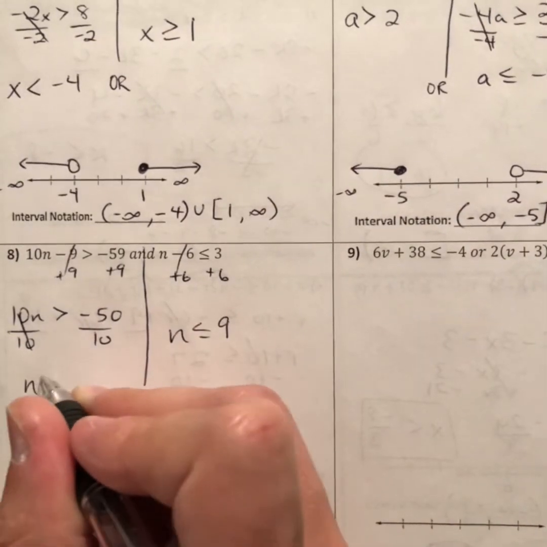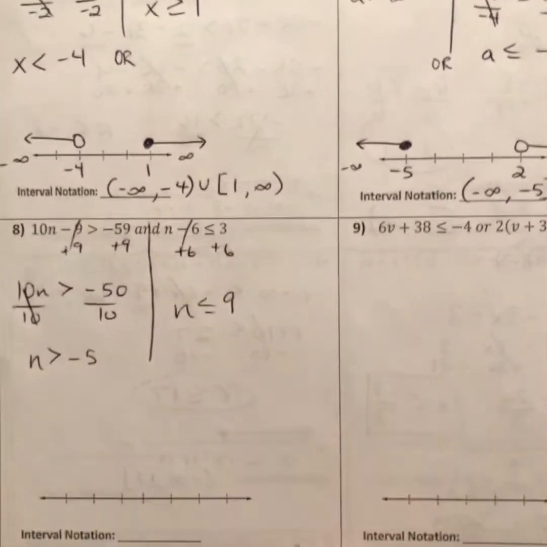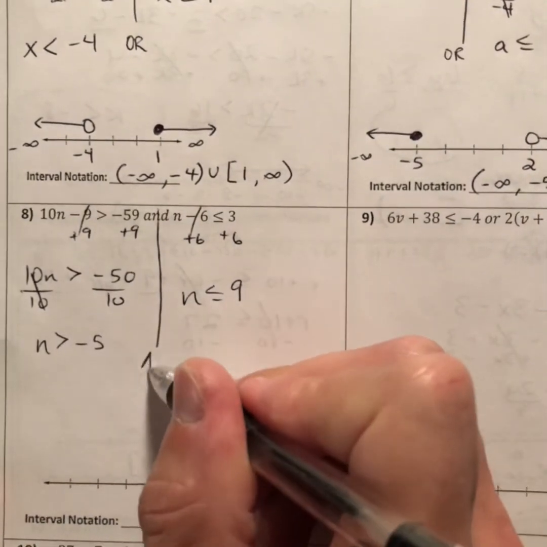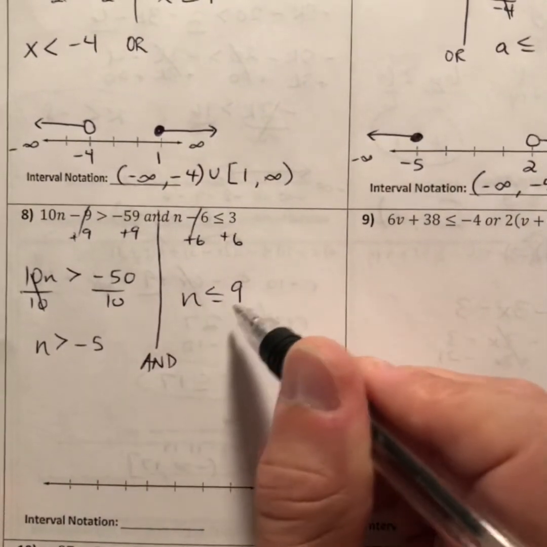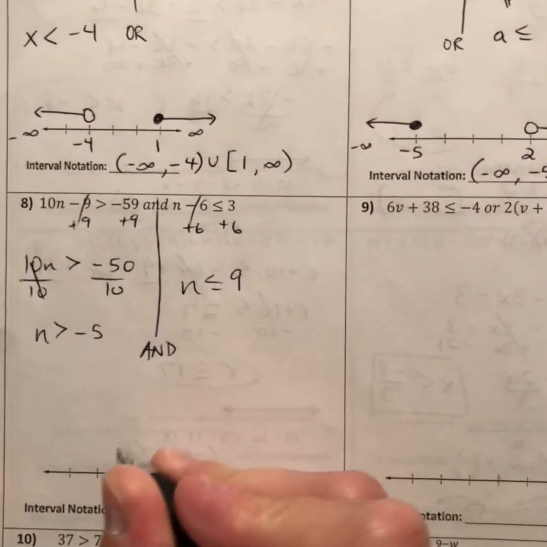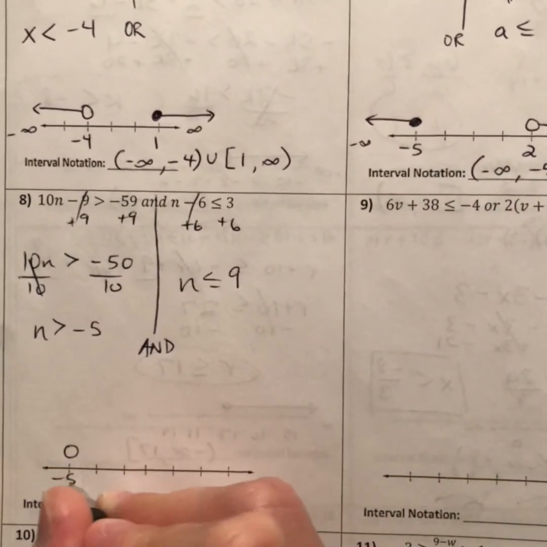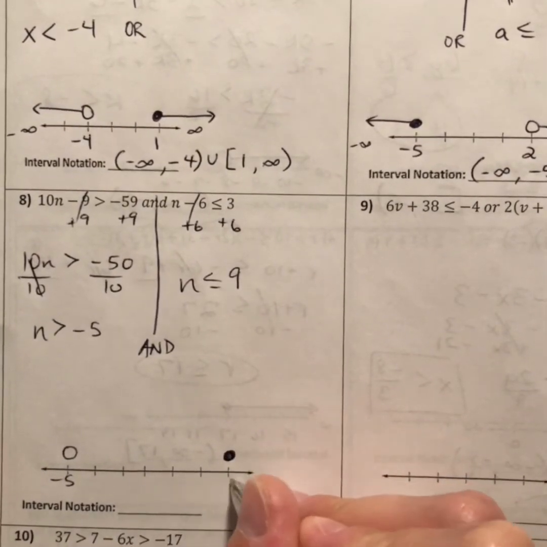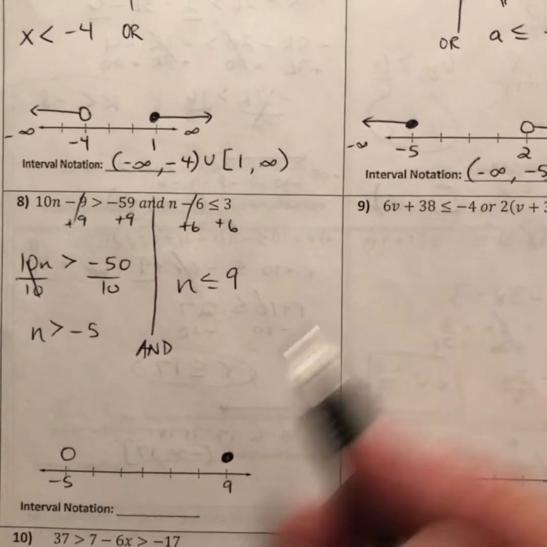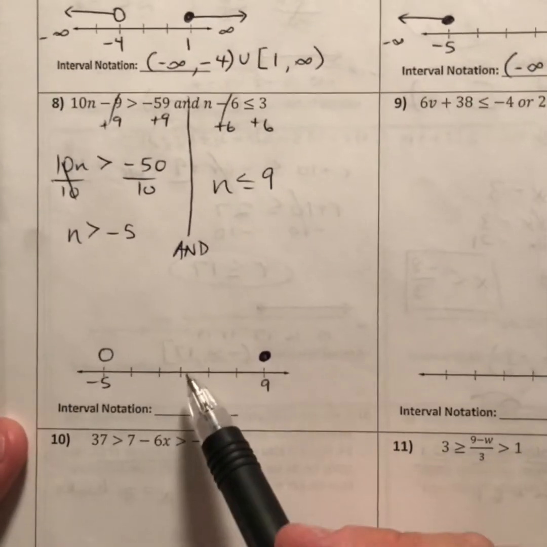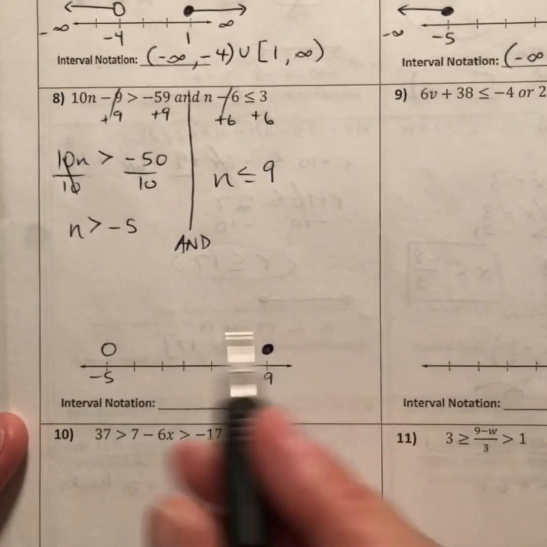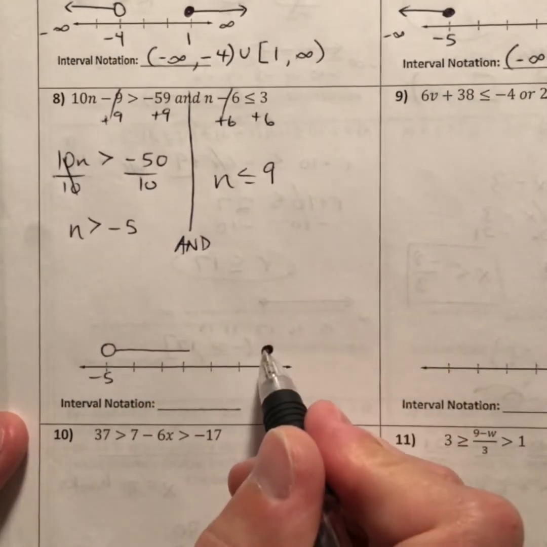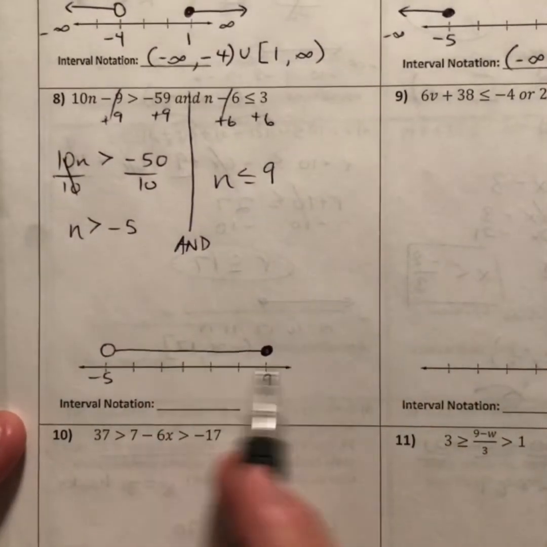All right, so from here, we're going to get n is greater than negative 5 and n is less than or equal to 9. So we get an open circle on negative 5. We get a closed circle on 9. And contrary to the ors, these are going to get shaded in the middle. Since it's greater than negative 5, we go to the right. It's less than or equal to 9. We go to the left, and they meet, and that's it.